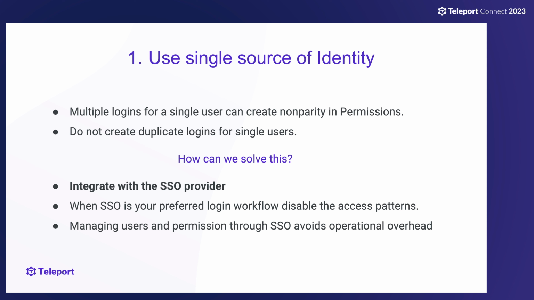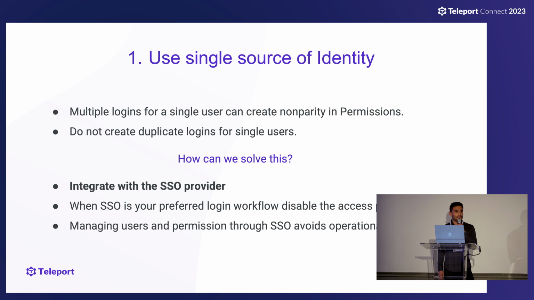The first one is to use a single source of identity. When a user has multiple ways to log in, there is a high chance of delegating wrong access to that identity or user. I have seen this practice several times, where duplicate users are created with different permissions, which ends up in identity silos. How can we solve this? My one-line answer would be using an SSO provider.